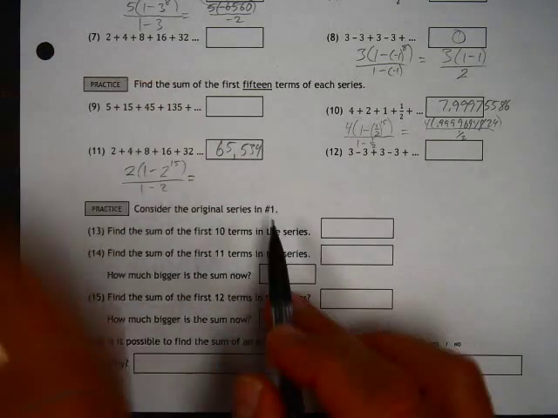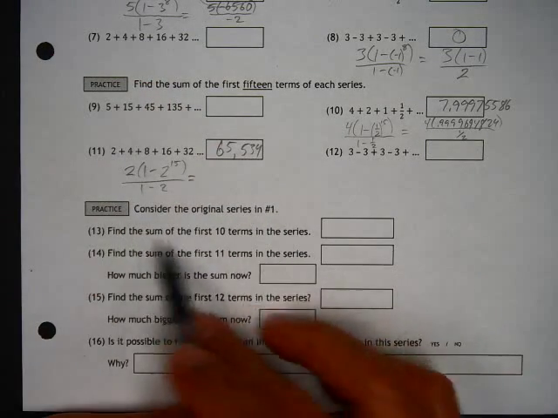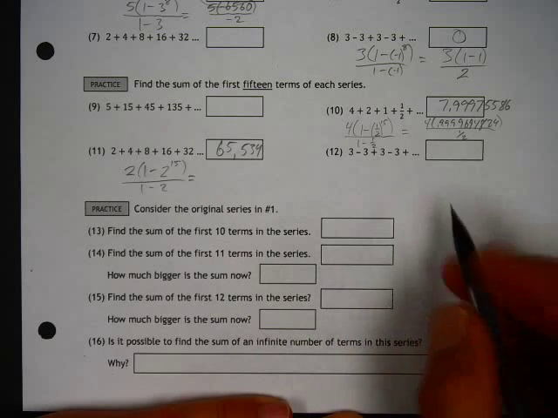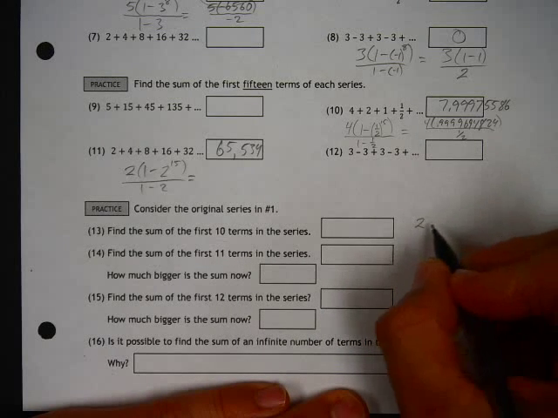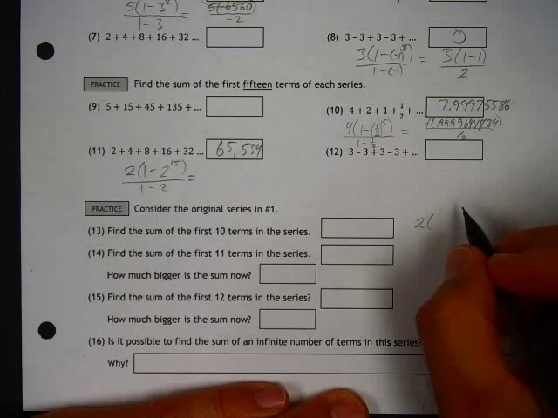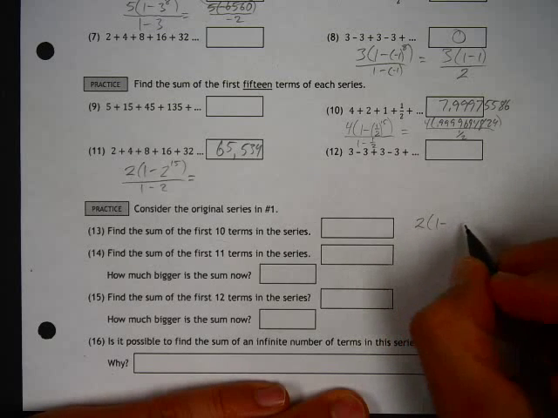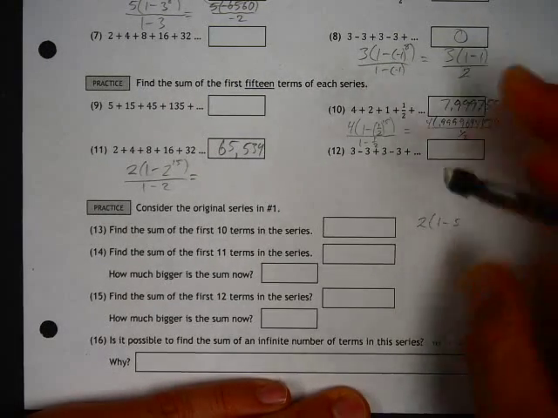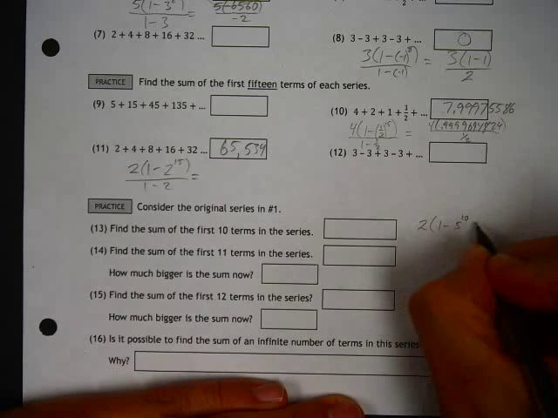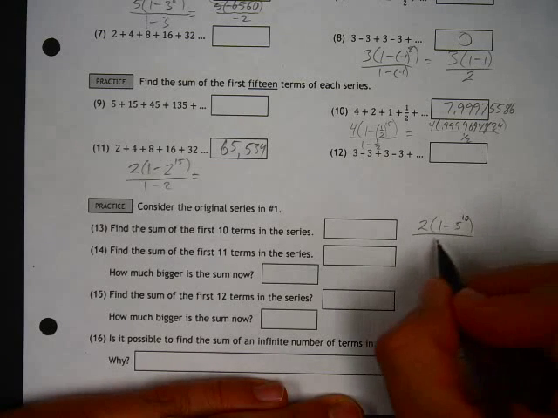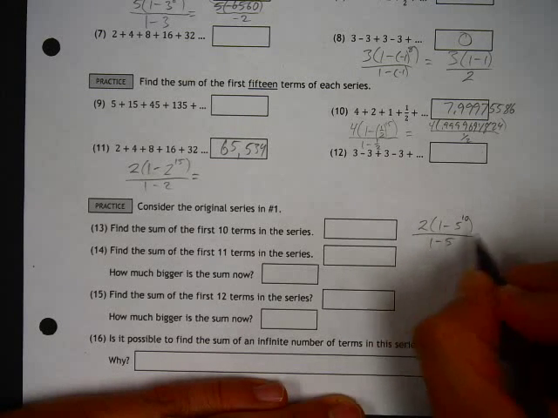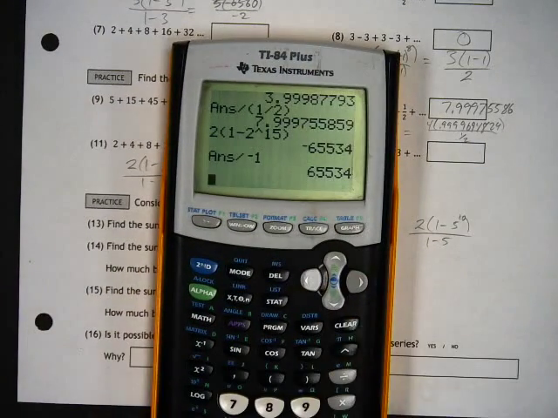Okay, so when we're looking back at the original series in number 1, find the sum of the first 10 terms. If we're starting with 2, which is the first term, and then 1 minus, what did we say? We're multiplying by 5. And that 5 is raised to the 10th power. That's a big number. We divide by 1 minus 5.